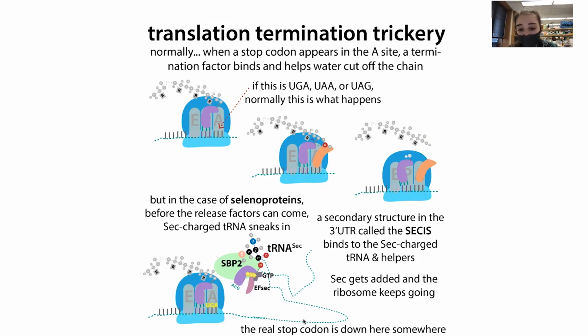And then the real stop codon would be down here somewhere in between this selenocysteine incorporation spot and the SECIS element. But in order to do this, of course, you need to get this selenocysteine made. And how it's made is that it's actually made from serine.